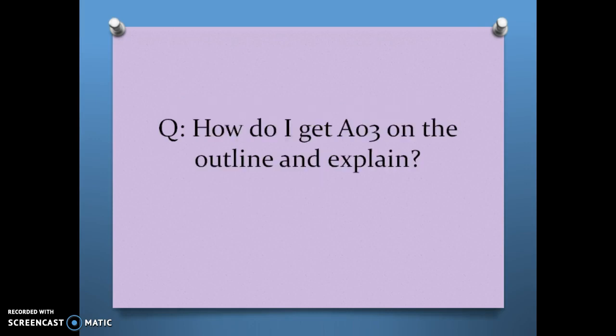So how do I get AO3 on the outline and explain? You will get it through analysis. When you are looking at how one area of the spec impacts another area, you are breaking that down into stages or steps, how one impacts something else. That is basic analysis, so just by doing that, you will be getting some analysis marks.